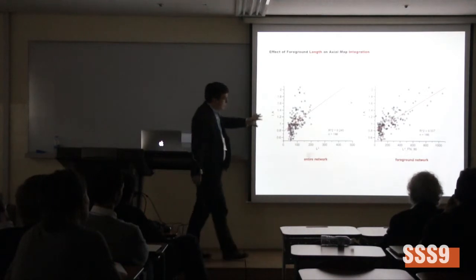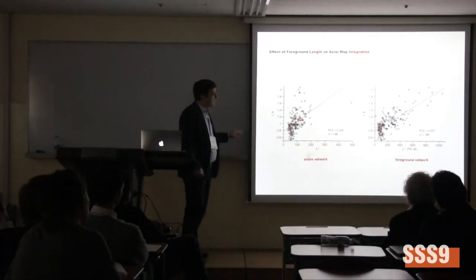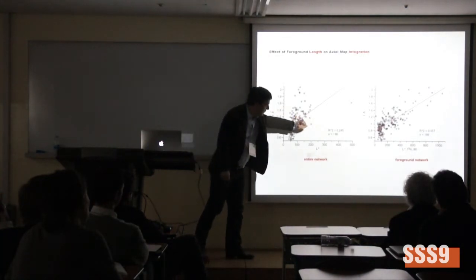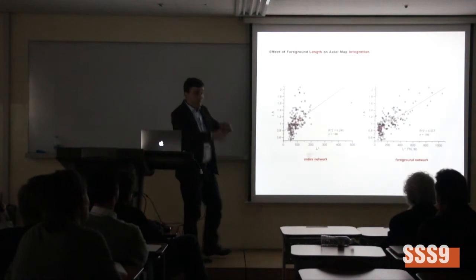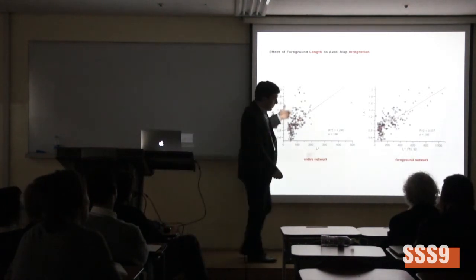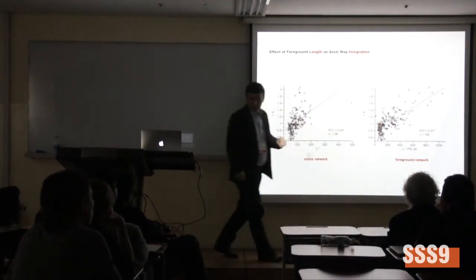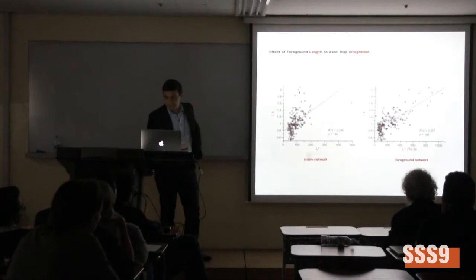And obviously, as you all know, there is no sort of correlation between the mean length and the mean integration of a city, as shown from this low 0.2 correlation. However, if I take just the mean length of the foreground network, that seems to explain far better the integration of the city, where the correlation jumps to 0.55.